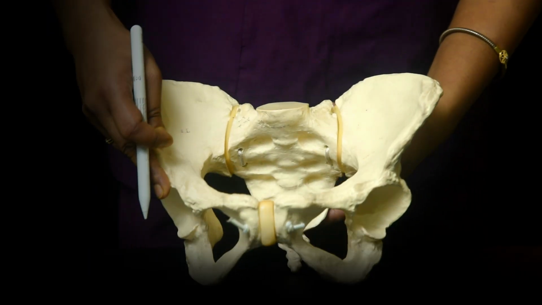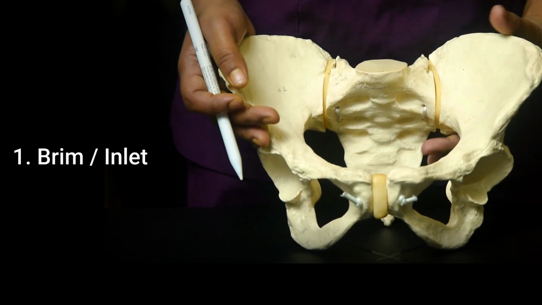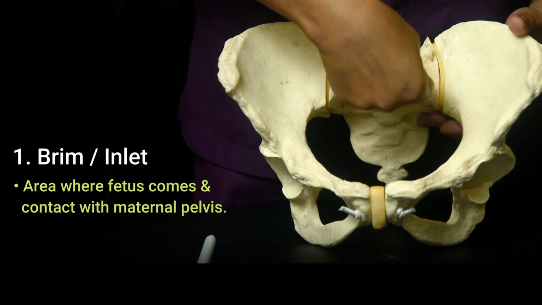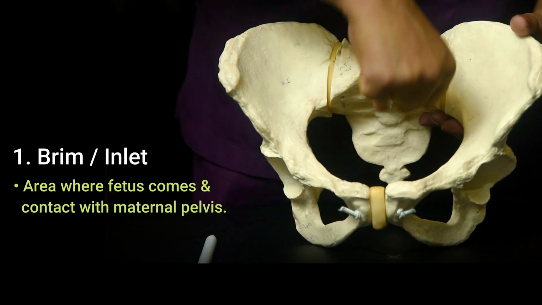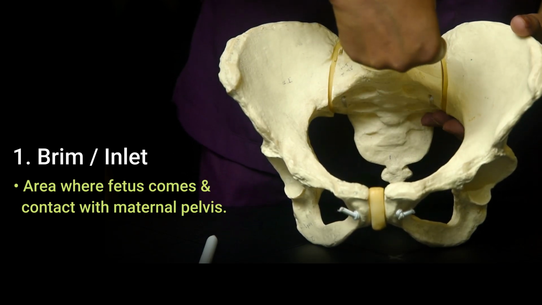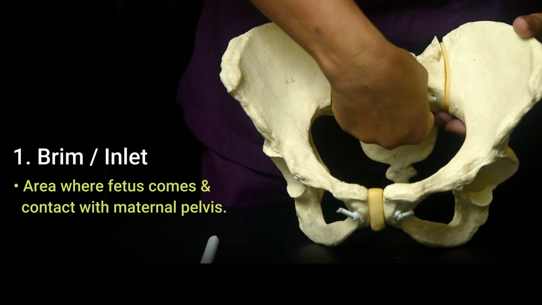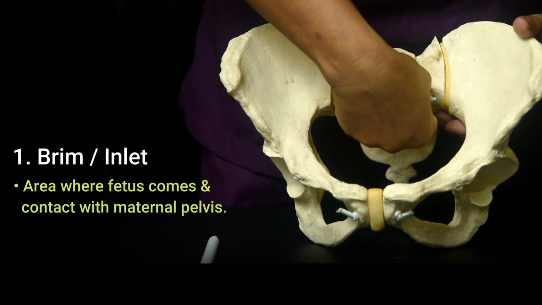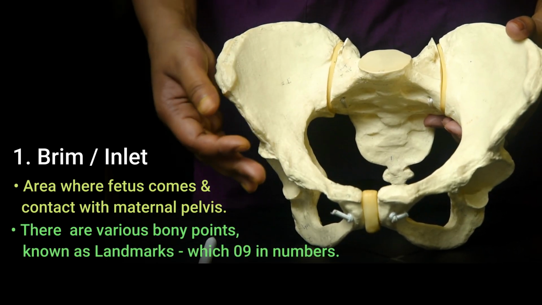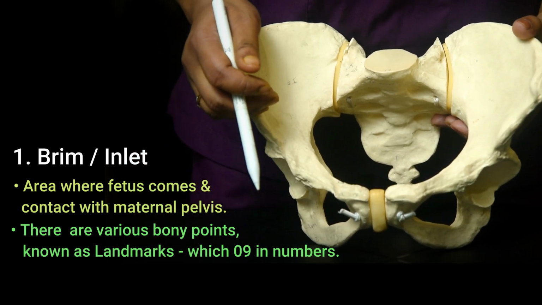Now I'll discuss with you regarding the pelvic inlet. The pelvic inlet is the area where the fetus first comes in contact with the maternal pelvis. If you assume this is a fetal skull, then you can easily understand when the baby is getting engaged. It first touches the maternal pelvic inlet, and there are various bony points, which are known as the landmarks of the pelvic inlet.